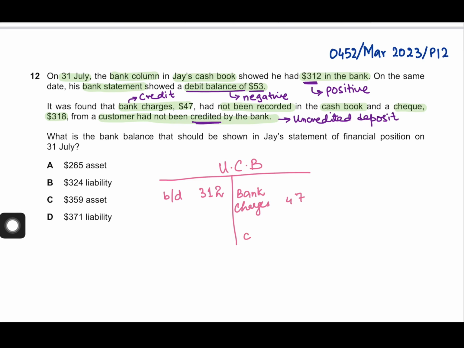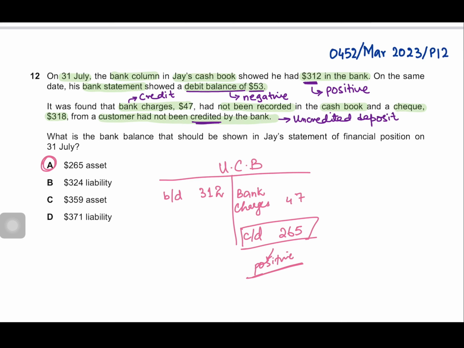Now this will give me a balance carried down of 265. Again, carried down on the credit side, a positive balance and asset. So my bank balance that will go in the statement of financial position would be 265, option A.